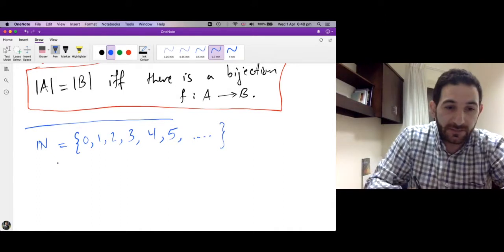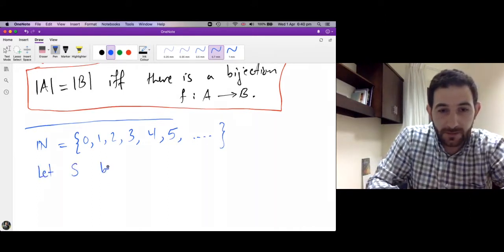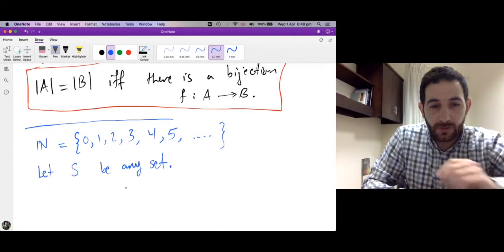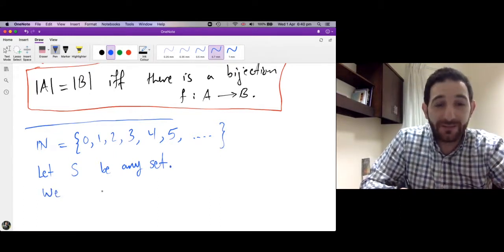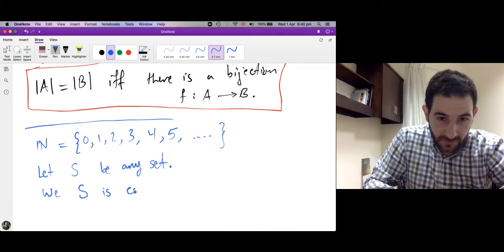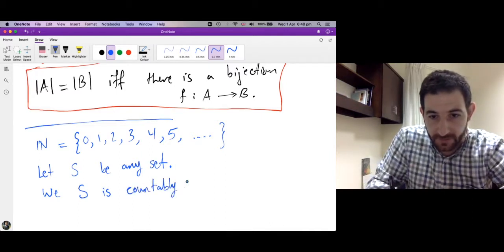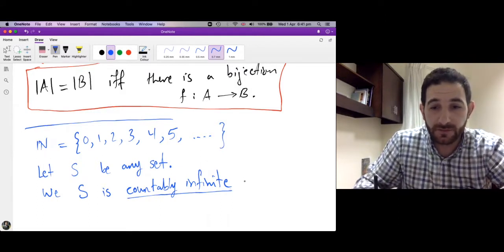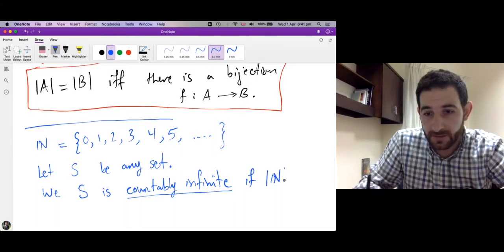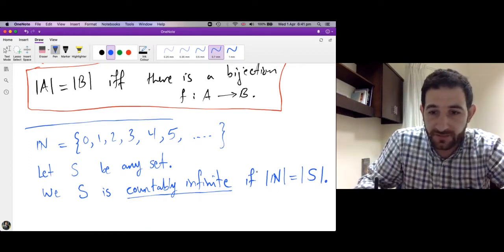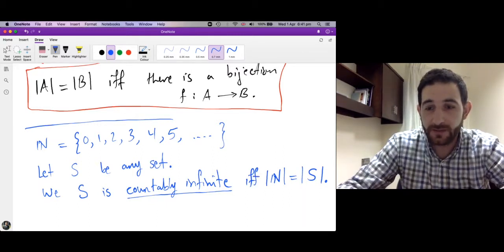Now let S be any set. We say S is called countably infinite if the cardinality of S is equal to the cardinality of the natural numbers, that is, if the cardinality of N is equal to the cardinality of S. This is if and only if. This is a definition.